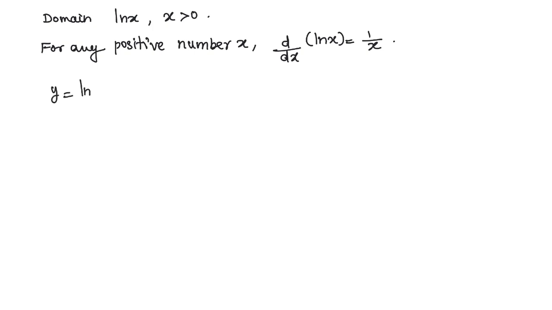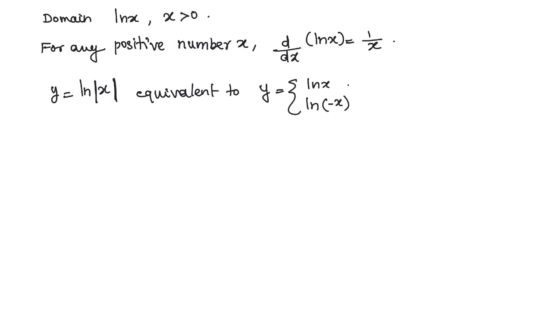If y equal ln of absolute value of x, here since it has absolute value sign, x can be positive or negative. So this is equivalent to ln of x or ln of negative x. It is positive x if x is greater than 0. This is negative x if x is less than 0. Let's see what will be the derivative of that. Derivative of ln of x when x is greater than 0, we already know that that is 1 over x.